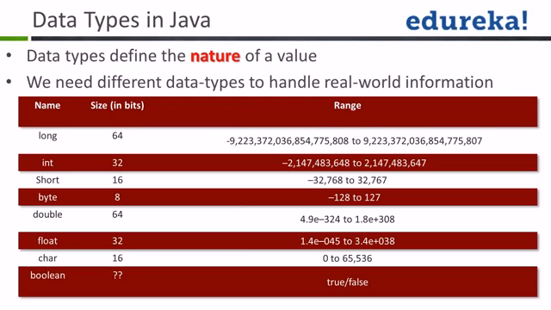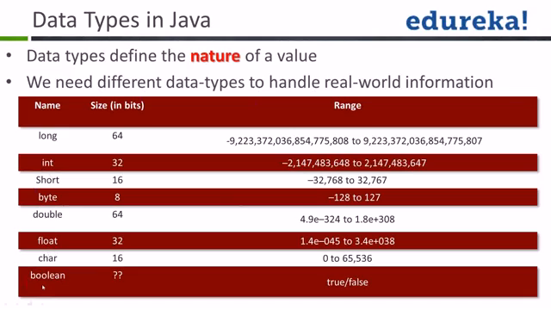Okay, now for that we have got data types in Java which define the nature of a value. What kind of value is it? Okay, so data types define the nature of a value, whether it is a number or a character or a string or any other thing, right? We need different data types to handle the real world information, as I already said. Now different data types like long, integer, short, byte, double, float, character, boolean.